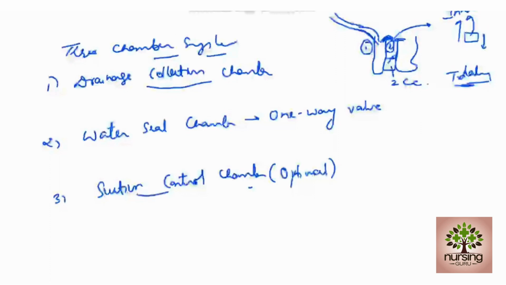Then the suction control chamber, here we will set pressures. This is based on the condition and amount of fluid collected in the pleural cavity. This is a brief about the 3-chamber system. Another thing: if water movement in the water chamber stops, what does it mean? It means the lungs might be expanded, or there is kinking or coiling of the tube. If there is kinking or coiling of the tube, there will be no rise or drop of water in the water chamber.